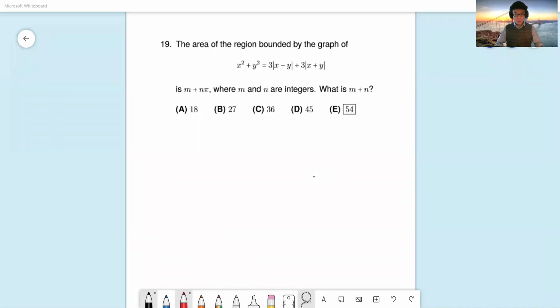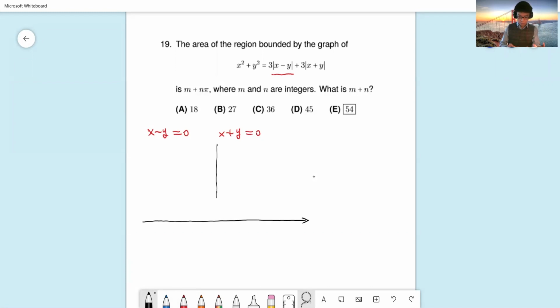Question 19. The area of the region bounded by the following formula can be written as m plus n pi. What is m plus n? So here we need to find this region. In this formula, we have absolute value. So let's try to determine the sign. It could be positive, it could be negative. The boundary is x minus y equals 0 and x plus y equals 0. Those are the boundary lines. Now let's draw the coordinate system, and these two lines.